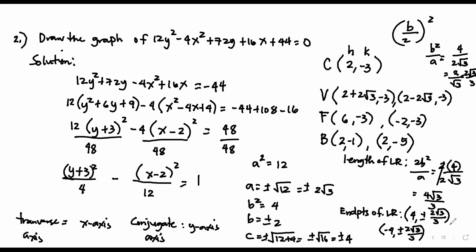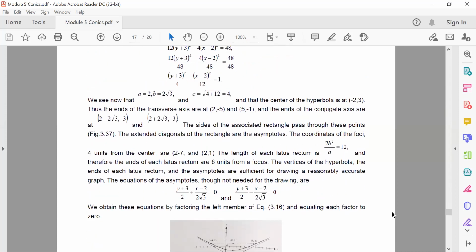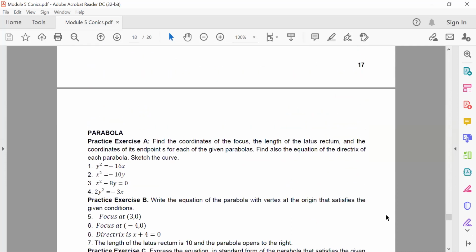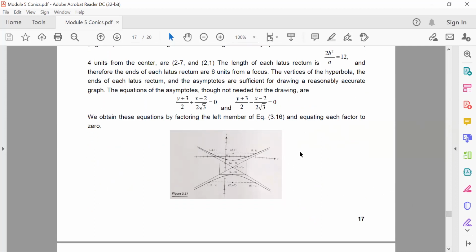Okay, plot the points. You will be the ones to plot these points. When graphed, these are what we got. The asymptote is still missing: the equation of the asymptote. Because the transverse axis is on the x-axis, the equation of the asymptote is y equals positive, negative b over a times x. So that we have diagonal lines. So this is the graph.